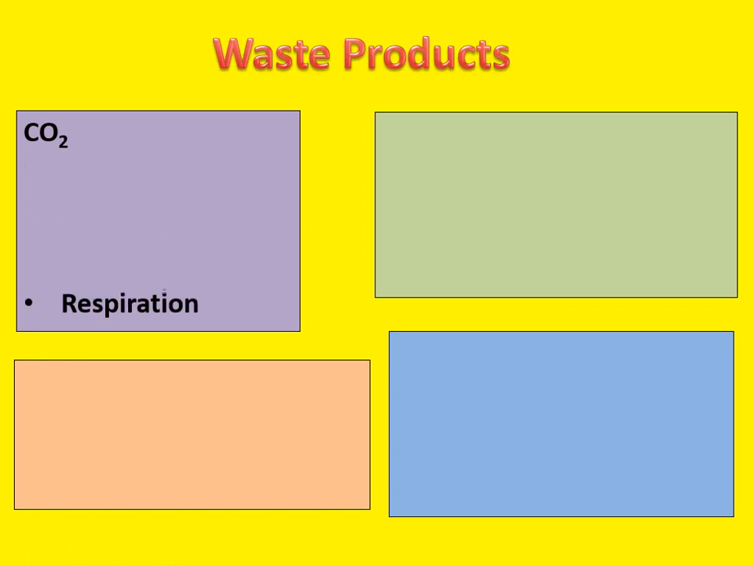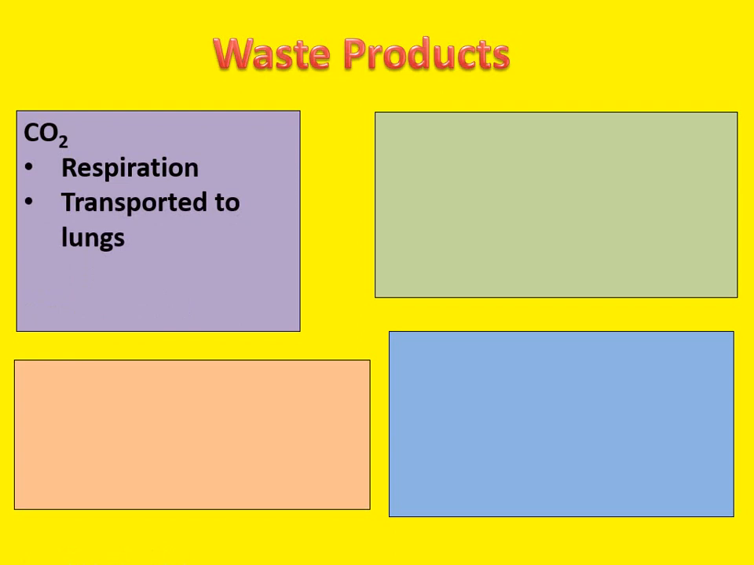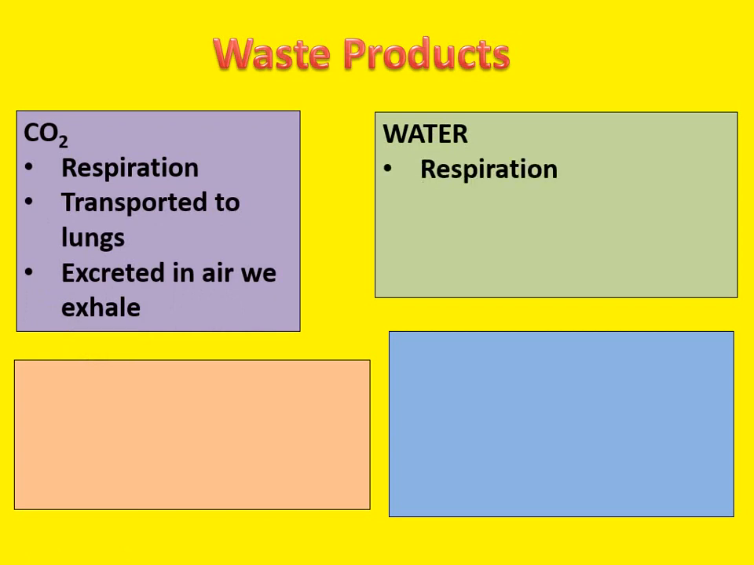This is produced in respiration. It is transported to the lungs through the blood supply, and it is excreted in the air we exhale. The next one we look at is water. This is also a result of respiration, and it is consumed as well as you drink it, and it is excreted in urine and sweat, with a little bit excreted in the air we exhale.